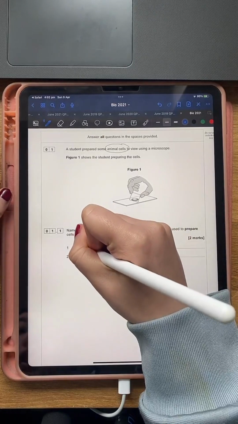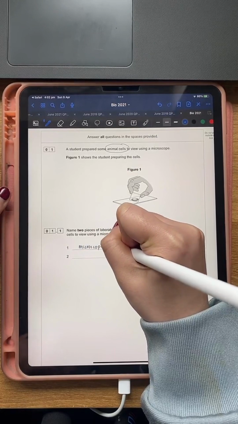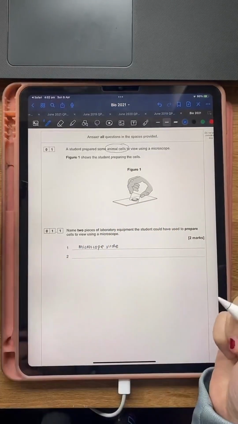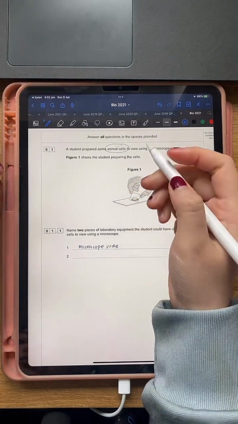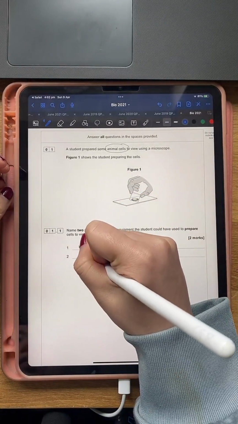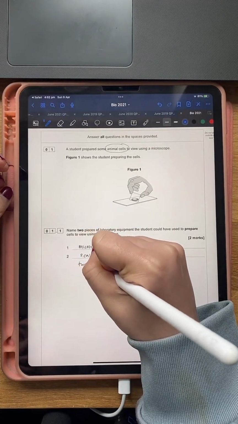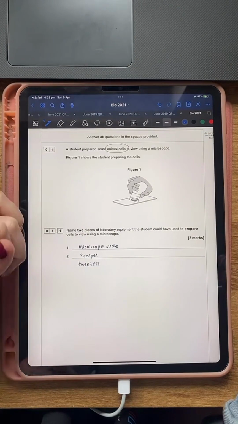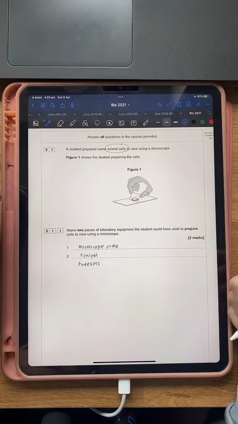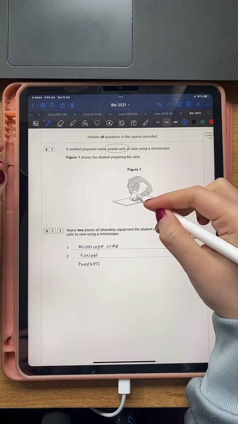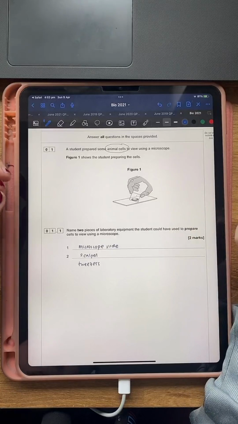You can say the microscope slide. That's probably the most obvious one. Then we can also say some tweezers, scalpel, anything to take the animal cells. So you can say scalpel, tweezers. You can also say a swab. If it's an animal cell, you can get it from your cheeks. So you could use a swab. Tweezers, cover slip, that's the cover slip. Any dyes or stains. This is higher paper.